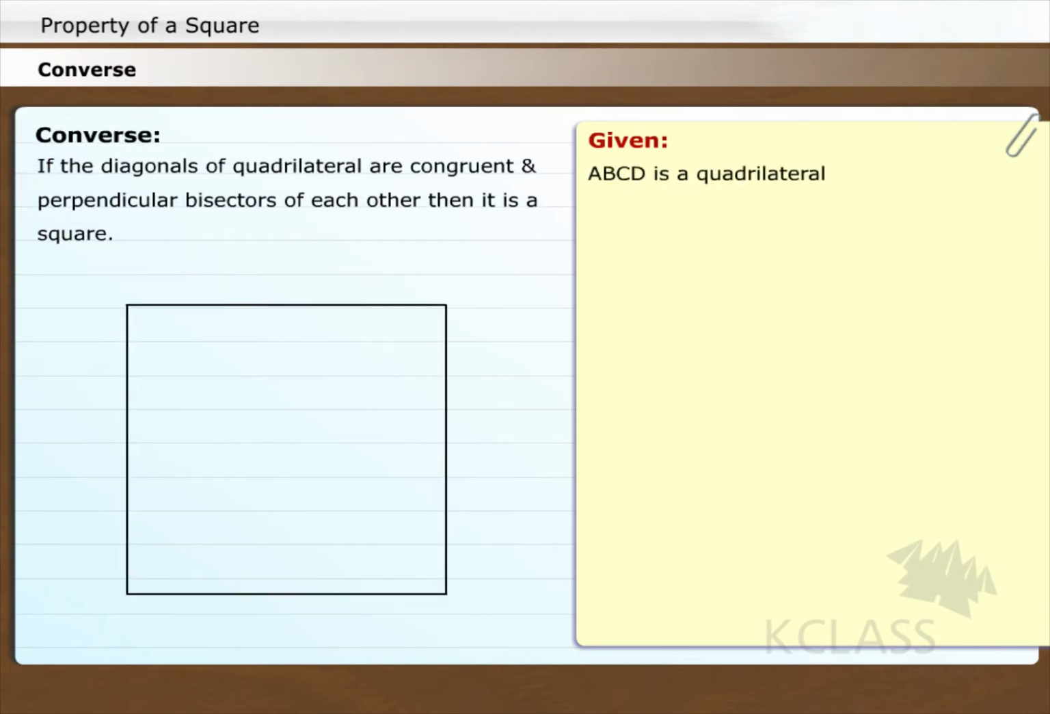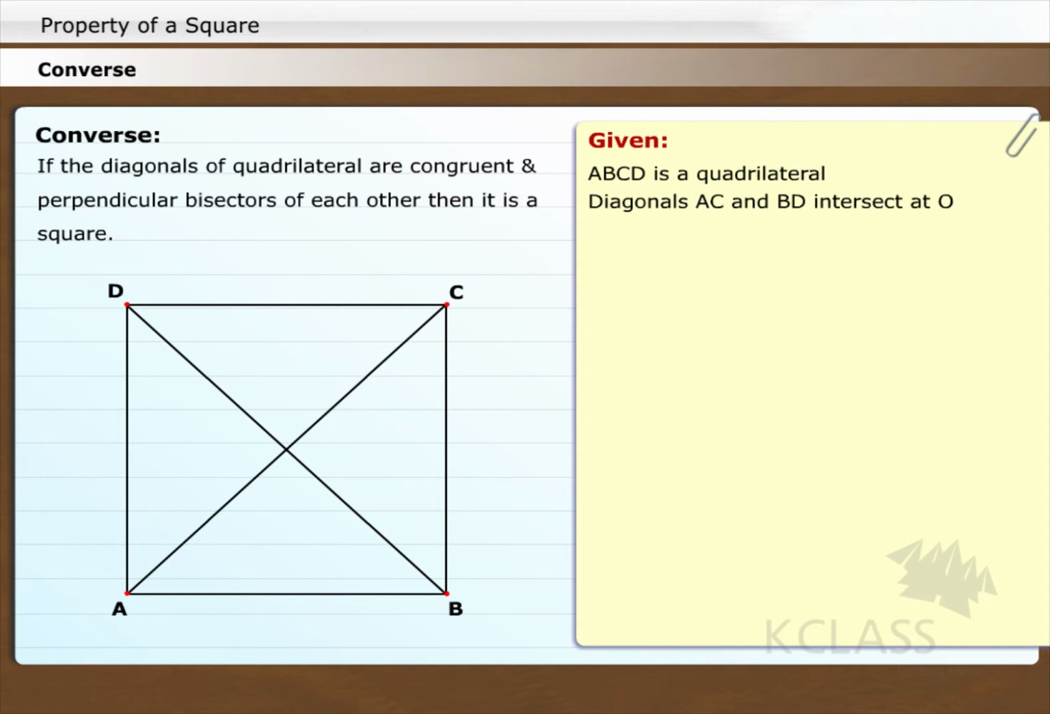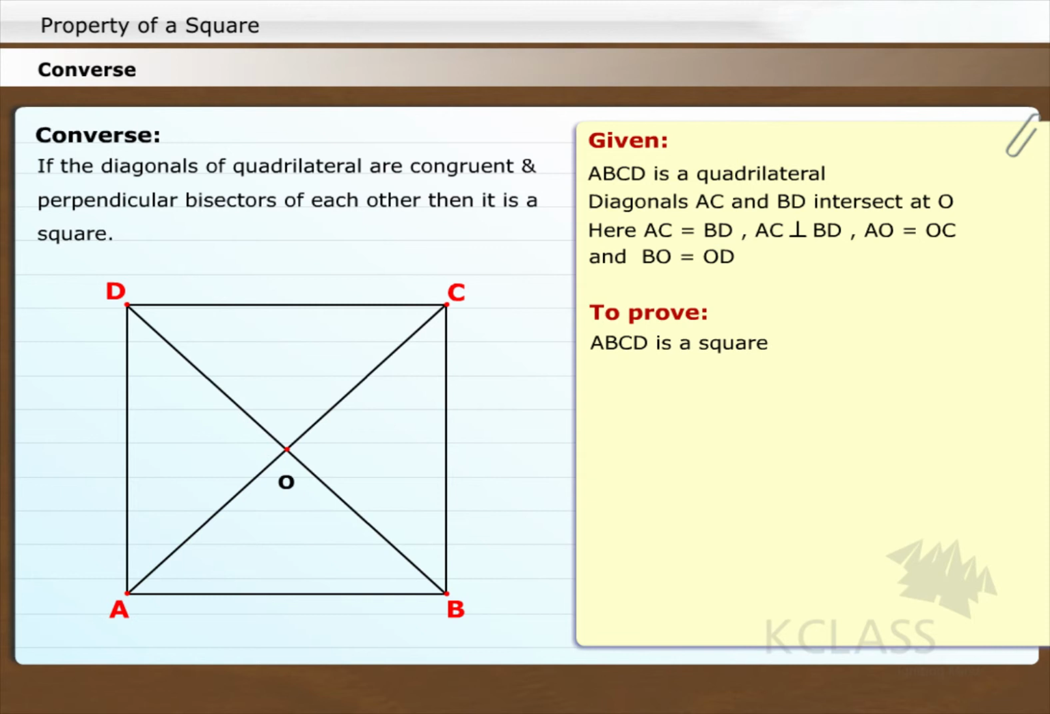Here is a quadrilateral A, B, C, D. Its diagonals AC and BD intersect at O. But it is given that AC is equal to BD and they are perpendicular bisectors of each other. We need to prove that ABCD is a square.